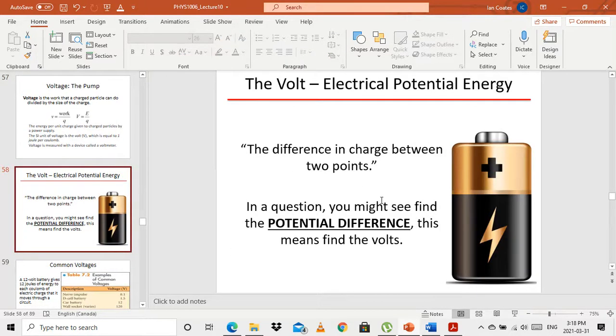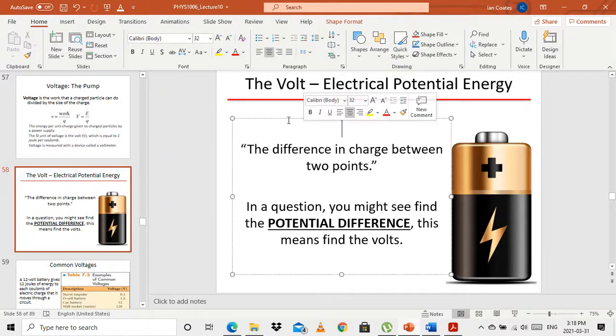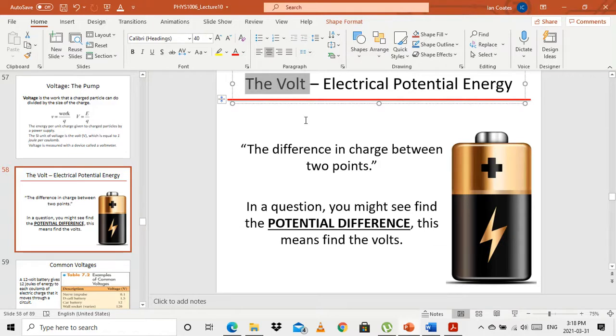So here's your charge pump. Actually, I guess I will do it right now. The battery is the volt and electric potential energy. Battery, electric potential energy, volt, all kind of mean the same thing. The difference in charge between the 2 points, top of the waterfall, bottom of the waterfall. Sorry, I think this is a negative, top, bottom.